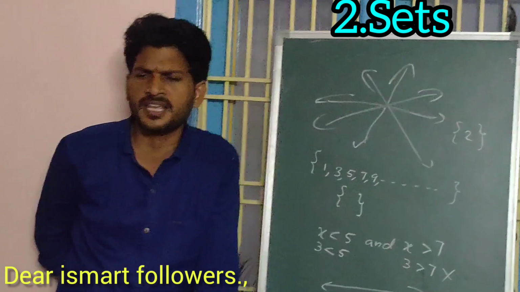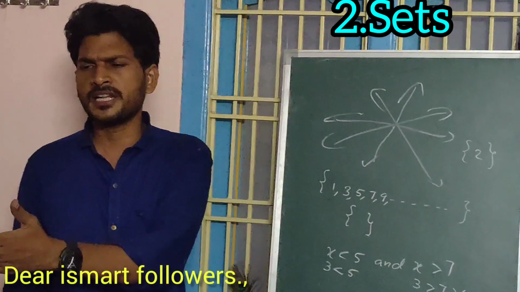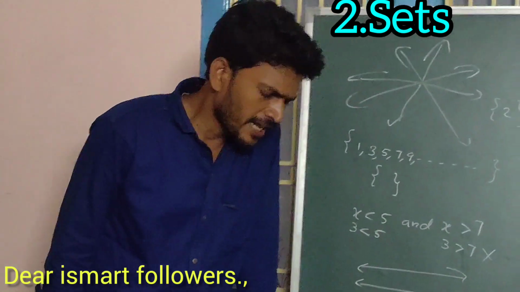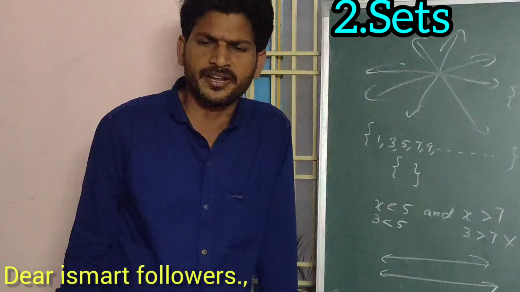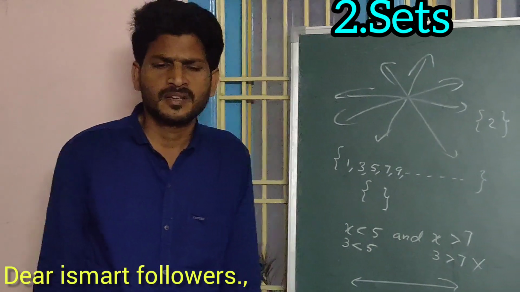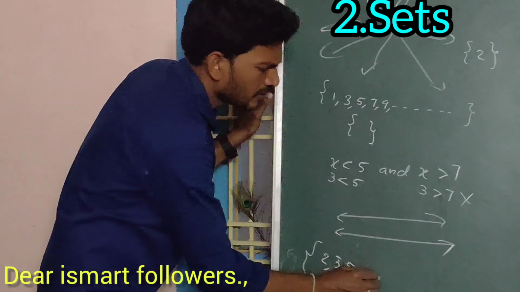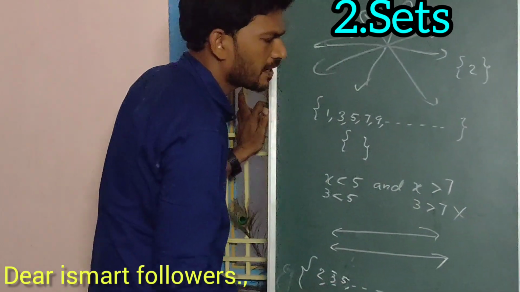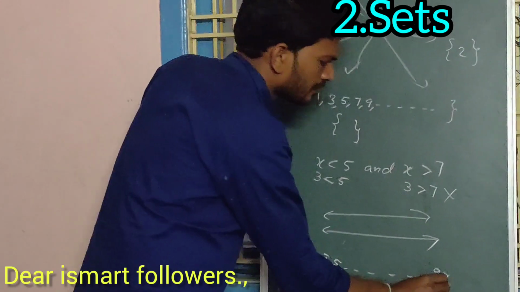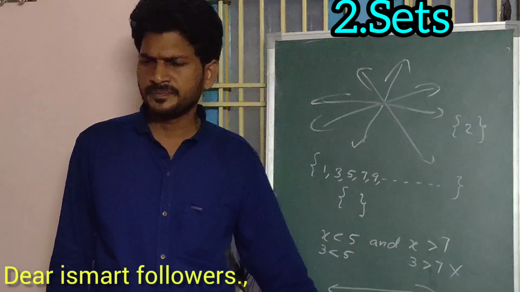The set of months in a year: January, February, March, April, May, up to December. So we can find the last month in a year. That's why this is finite. Next, second set: 1, 2, 3, and so on up to 99, 100. Finite. The set of prime numbers smaller than 99: 2, 3, 5, and so on. What is the last prime number? Not 99, 99 is a composite number. It is 97. So we can find the last number. That's why this is called a finite set.